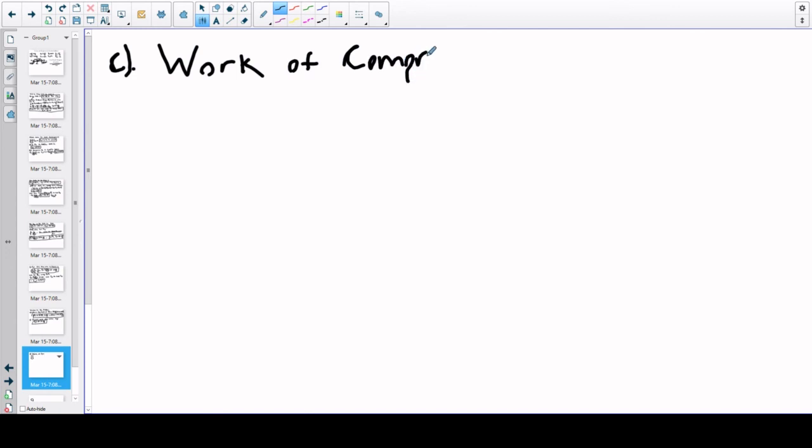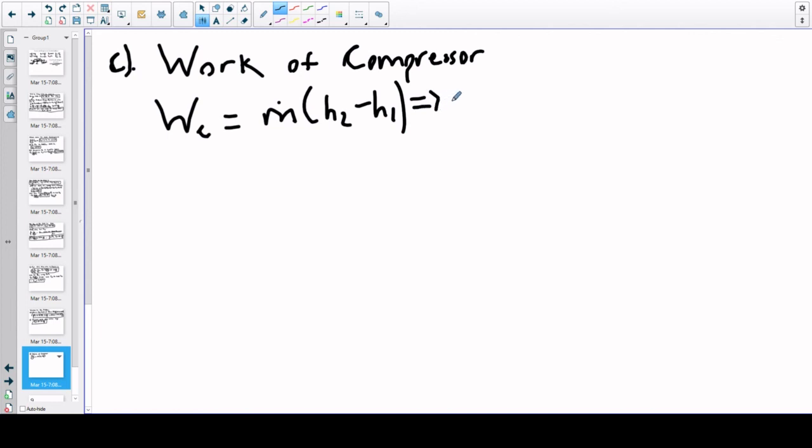So this part, work of the compressor. We know work compressor is equal to mass flow rate times H2 minus H1. And these are just values that we have, so you can just plug these in. And you get, oh, well, I actually wrote it out for you. Once again, what a nice guy.